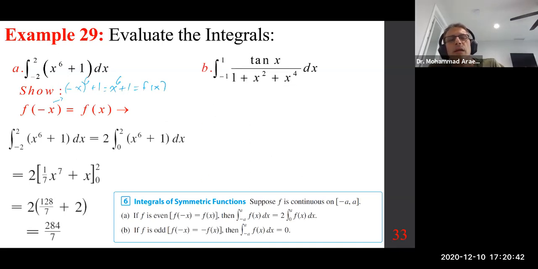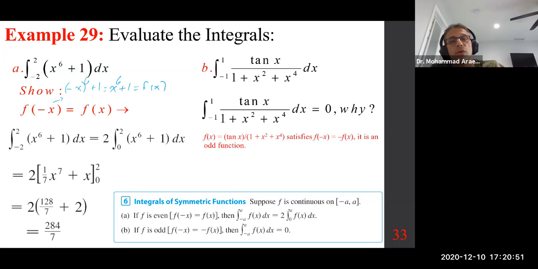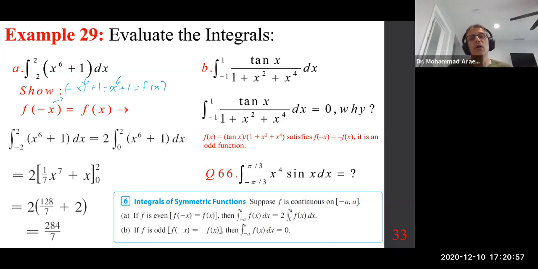How about this one? Well, this is an odd function, and it becomes 0, okay? And as I've mentioned before, I want you to work on that. But how do you know this is an odd function, class? Very simple.